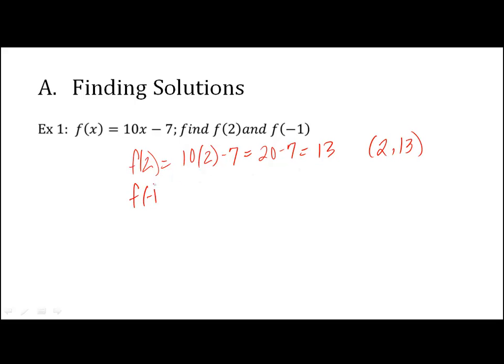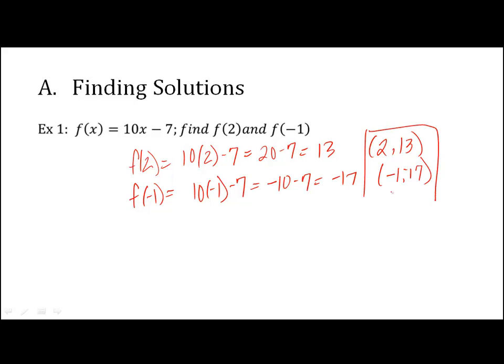F of negative 1, same process, different plug-in. 10 times negative 1 minus 7. 10 times negative 1 is negative 10, minus 7 equals negative 17. Again, my answer is an ordered pair, negative 1, negative 17. These are my two solutions that I've solved.